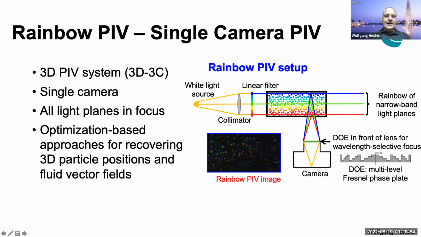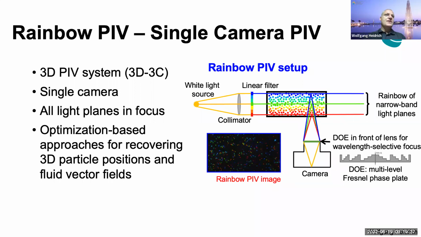Here we call this rainbow PIV. So the idea here is that you don't have a single sheet illuminated, but you have a rainbow of monochromatic light illuminating the whole volume. So the particles that are far away would be blue. The particles that are close would be red. And then basically you have a color coding of the depth.